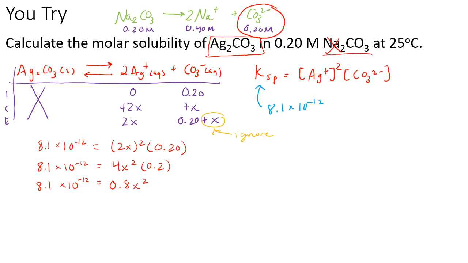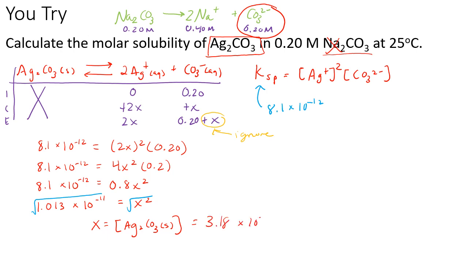And we can solve for x squared. We get 1.013 times 10 to the negative 11th is equal to x squared if we divide both sides by 0.8. Lastly, taking the square root of both sides to get our x value. So x will equal our molar solubility for the silver carbonate, which is what we're after, and that'll be 3.18 times 10 to the negative 6 moles per liter.